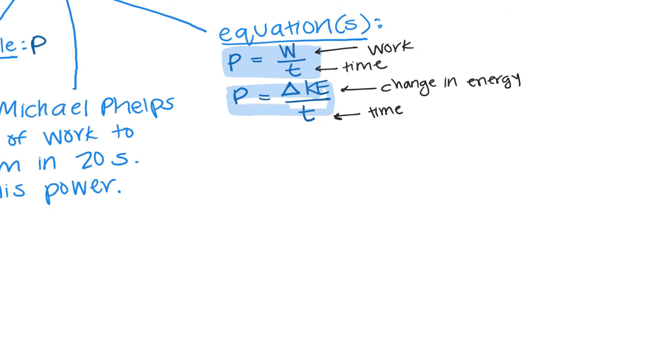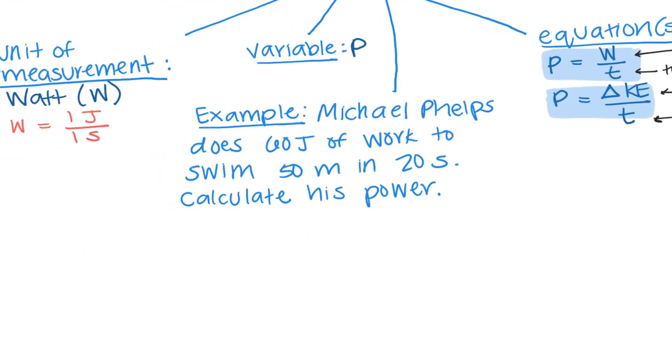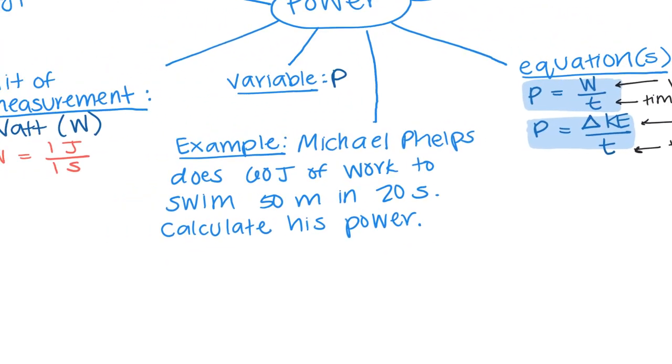So again, these two equations come from our two different definitions of power and honestly the work-energy theorem. Because remember, work and the changing kinetic energy are the same. That's from our work-energy theorem. Okay, so there you have it on how we calculate power.